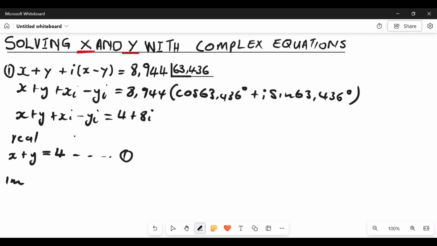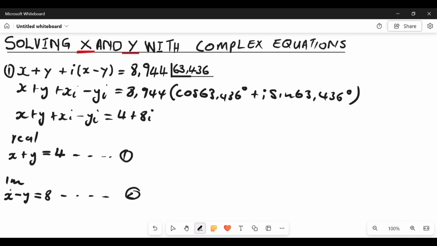So do not include the i's underneath here. So this is just going to be x minus the y there, and because we don't have any imaginary number on the left-hand side, this is equal to 8. We don't include these i's here, guys. Please do not forget, because this Im represents imaginary numbers. So this becomes your equation number 2.